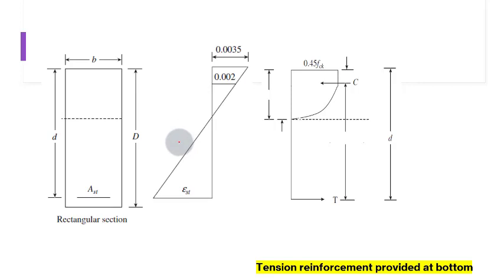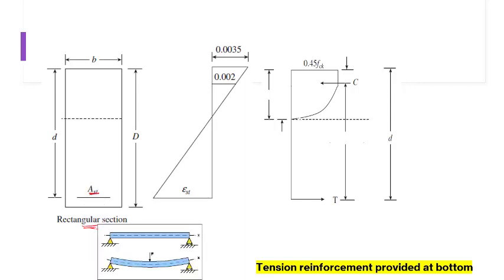In the previous example, the tension reinforcement was provided at the top as tension due to bending was on the top fiber. Here, we will again consider a singly reinforced section example, but now with tension reinforcement provided at the bottom. In a simply supported beam, under the action of loads, bending develops tension in the bottom fiber. So, tension reinforcement has to be provided at the bottom.